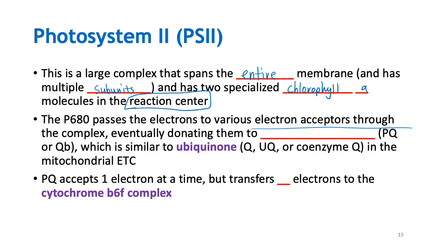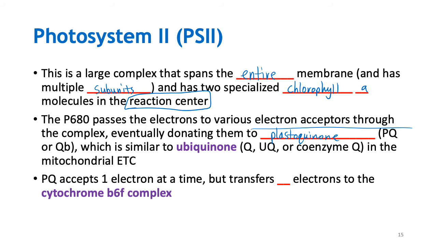We're not going to get into the details like I did in the mitochondrial electron transport chain with the NADH dehydrogenase complex, but just know that it gets passed through the complex due to varying electron affinities. But eventually, just like in the mitochondrial electron transport chain, it found its way to ubiquinone or coenzyme Q. This one eventually donates them to plastoquinone, which is a coenzyme, right? And it's very similar to ubiquinone in the mitochondrial electron transport chain.